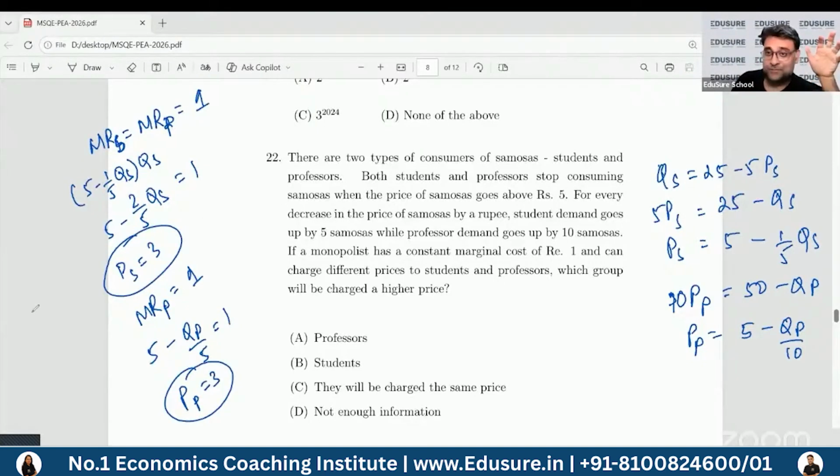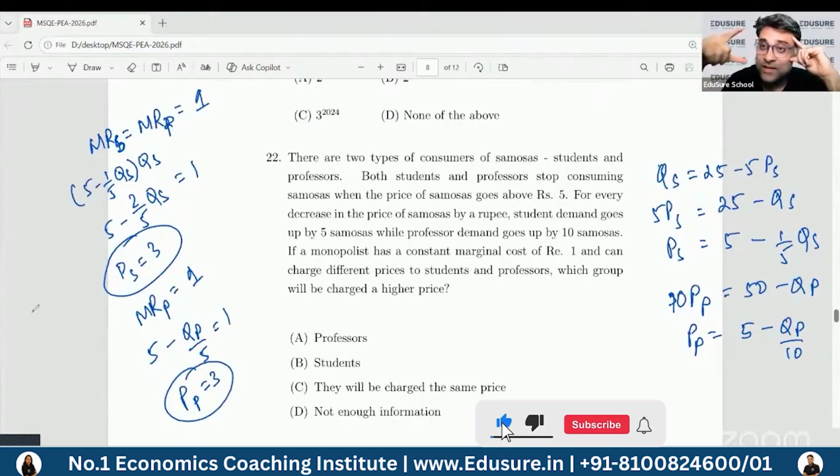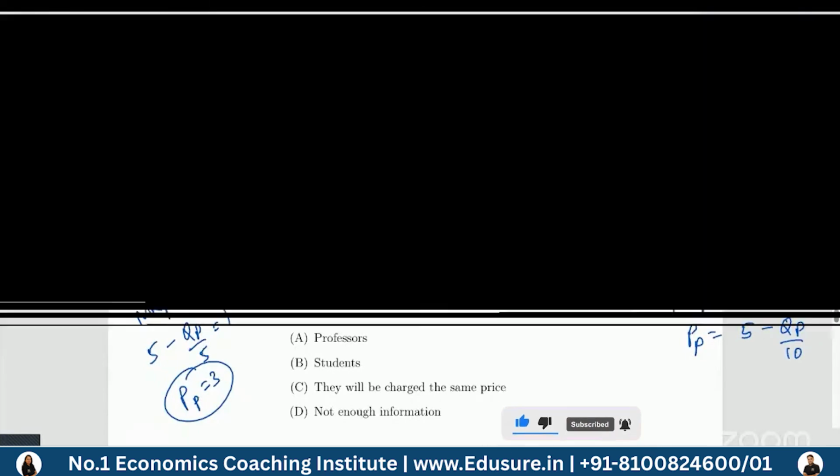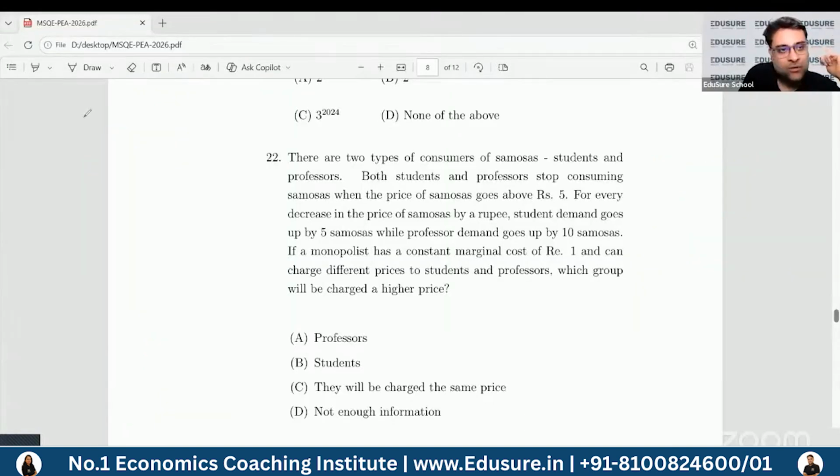It's a little counterintuitive. It seems like the elasticity of student and professor is different, but the elasticity is not different. You will realize that once you are able to find out the elasticity. You'll see the elasticity in terms of price. If you have to write elasticity in terms of price, how would you write it? Elasticity is what?